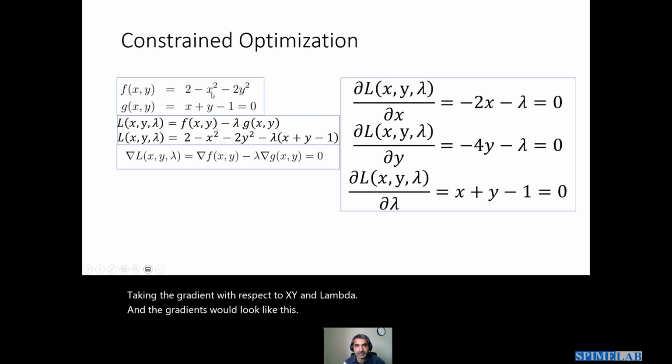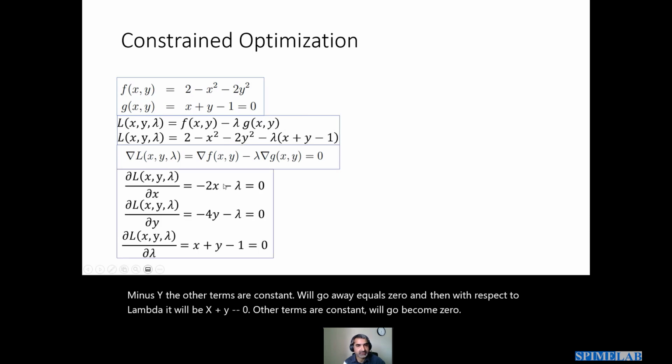So 2x minus lambda will be the partial derivative with respect to x. With respect to y, it will be minus 4y minus 4 minus y. The other terms are constant, will go away, equals 0. And then with respect to lambda, it will be x plus y minus 0. Other terms are constant, will become 0.